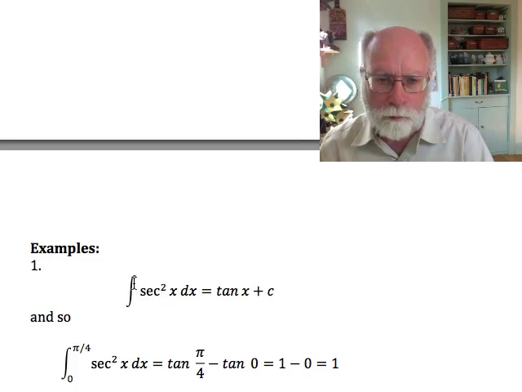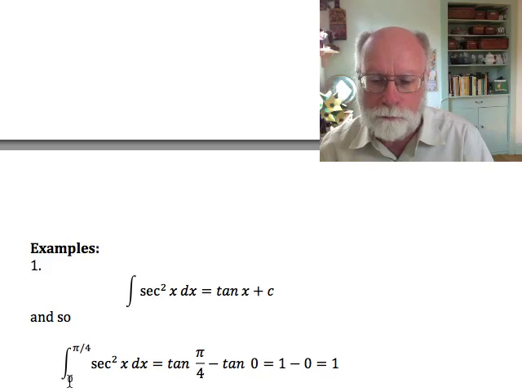Notice that the first integral here, the integral of secant squared x dx, is actually standing for a class of functions, whereas the definite integral from 0 to pi over 4, where we have limits on the integral sign, evaluates to a number.